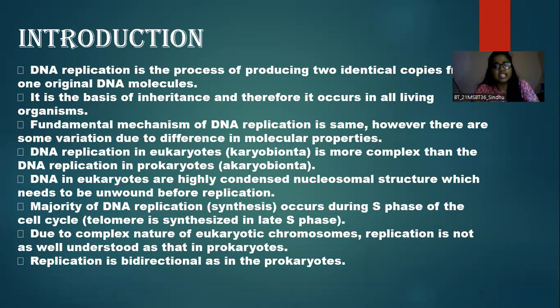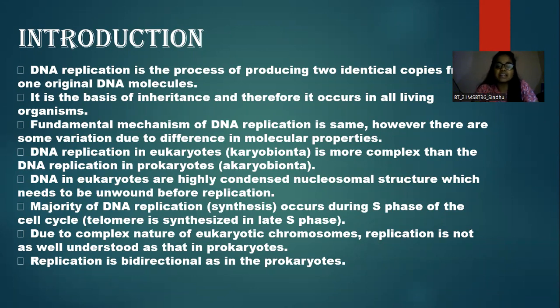The fundamental mechanism for DNA replication is the same in both eukaryotic and prokaryotic organisms, but in eukaryotes, DNA replication is more complex than in prokaryotic organisms. It has a nucleosomal structure which needs to be unwound before replication in eukaryotes. The majority of DNA replication occurs during the S phase of the cell cycle, and telomeres are synthesized in the late S phase. Due to the complex nature of the eukaryotic chromosome, replication is not as well understood as in prokaryotes.